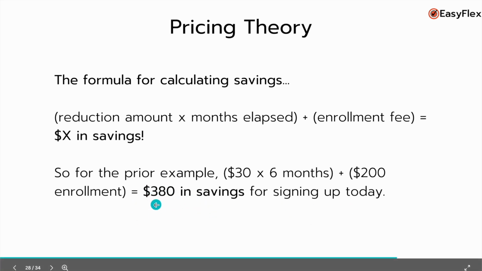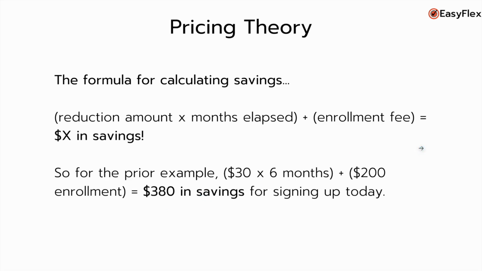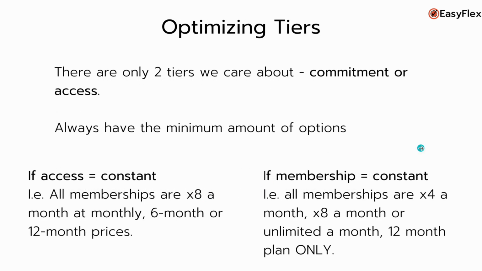But this is all, as we know, a little bit of pricing theory trickery. So we covered the 3-tier system, but there's only 2 tiers amongst that we actually care about. And I mentioned them a little bit. It's commitment or access. The best way to approach this is to always have the minimum amount of options possible. So you must have a tier of either commitment or access and have the other as a constant. As I said, always want the minimum amount. You always want to have one as a constant. This is going to help you when it comes to optimizing your tiers.